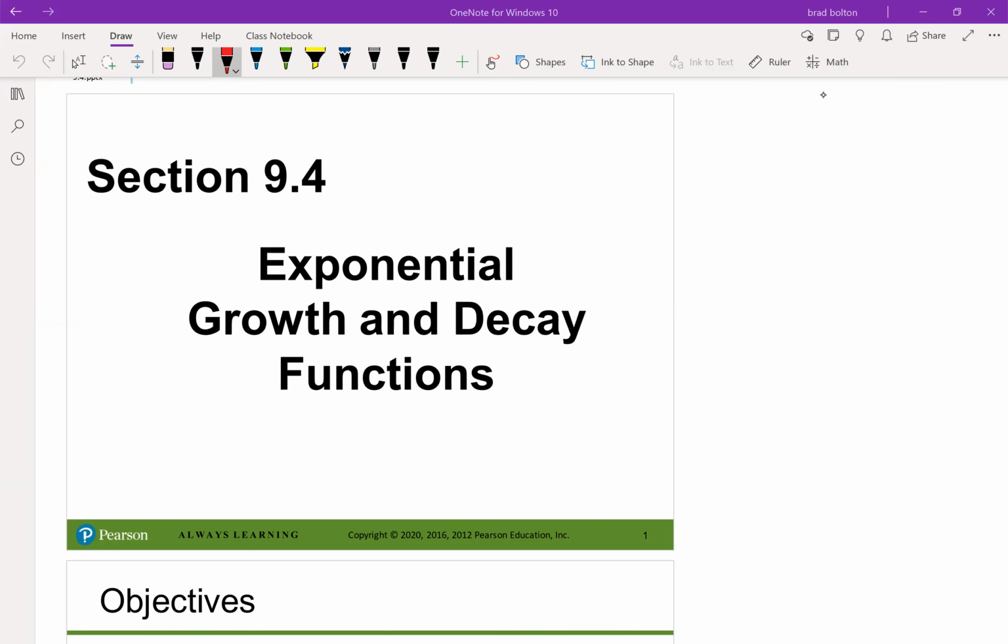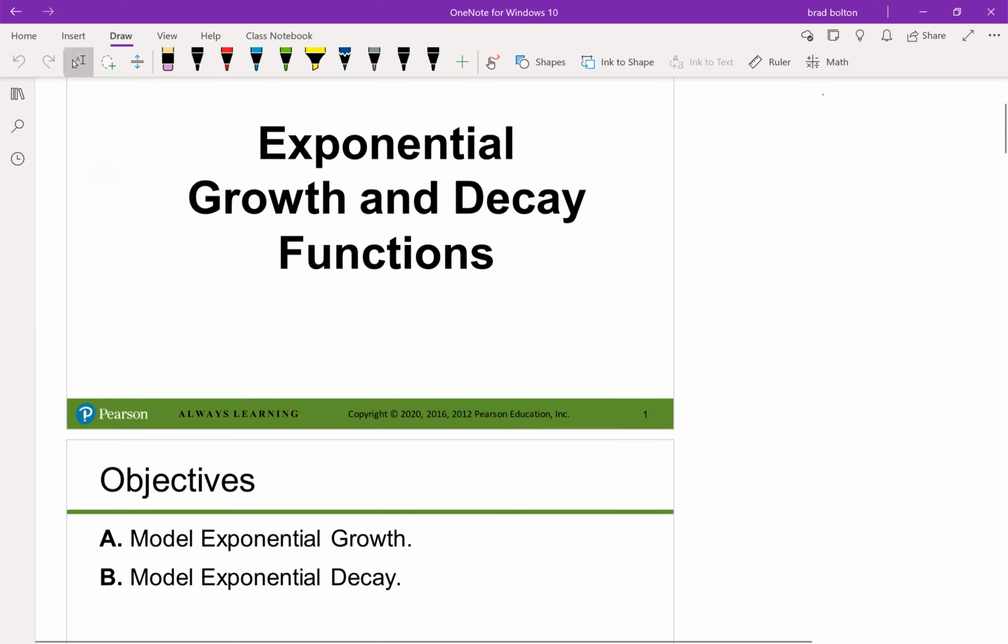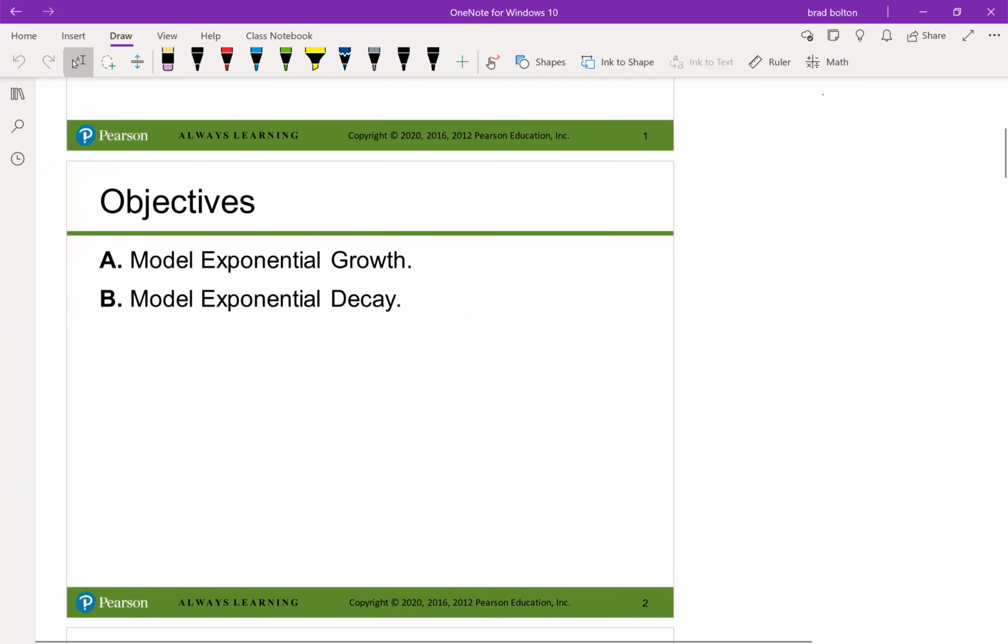Okay, guys, so today we're going to talk about 9.4, which is exponential growth and decay functions. I'm going to show you a formula for this, and this will be the formula we use for problems like this. We're going to talk about exponential growth, and we're going to talk about exponential decay.